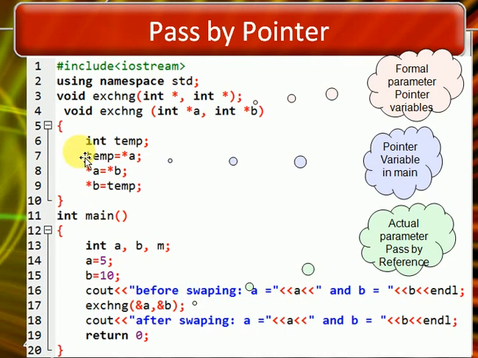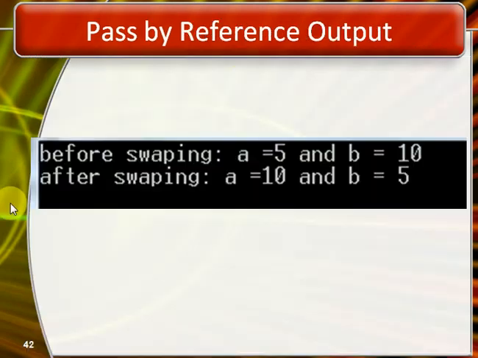So let us look at the output of this program. In the output, before swapping a is 5, b is 10, and after swapping a is 10 and b is 5.